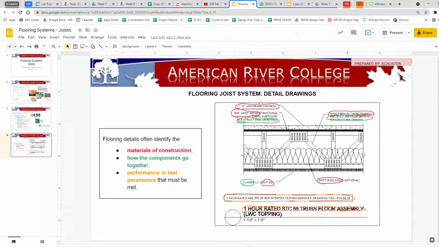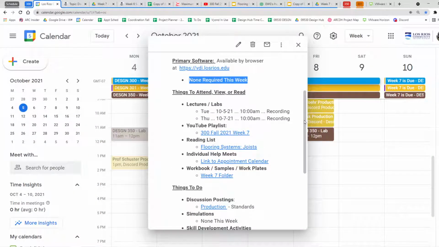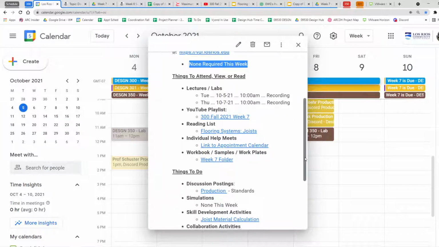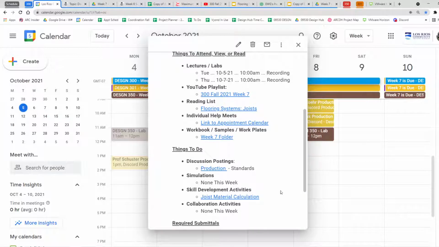Okay, so there we go. That is what I've got to cover for today. That's a chunk, but we're getting to the point where I think you guys can handle that much information. And on Thursday, we'll go over the joist material calculation.